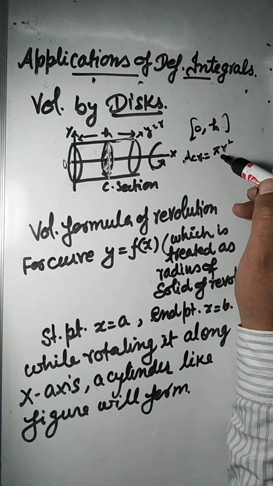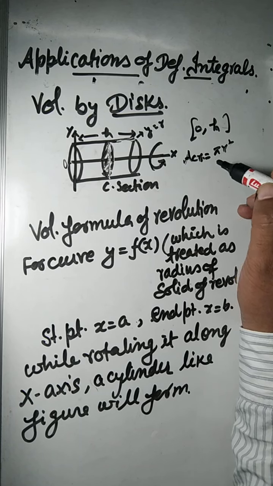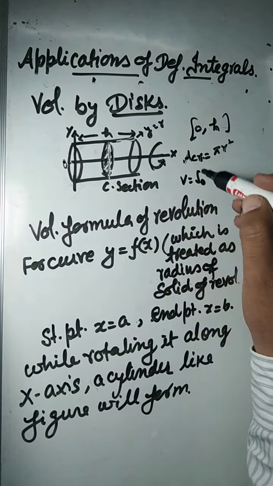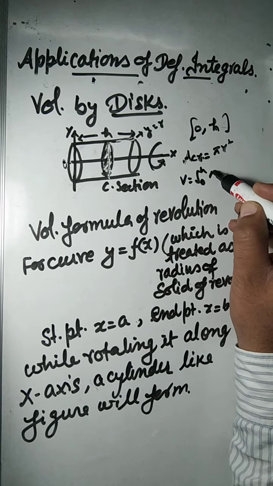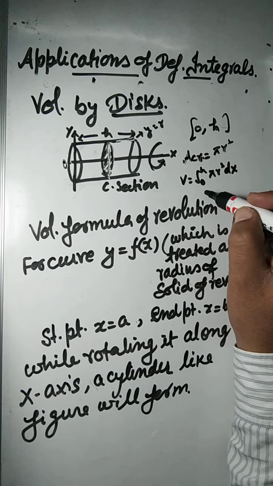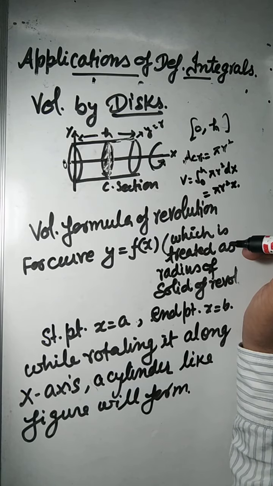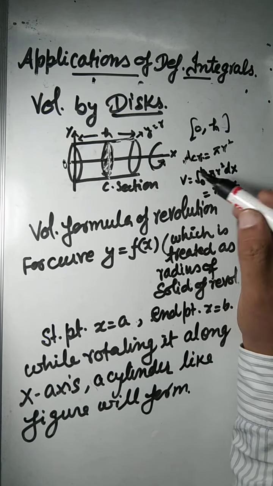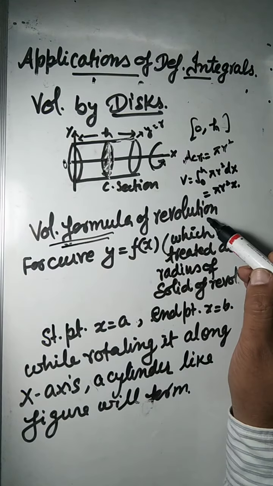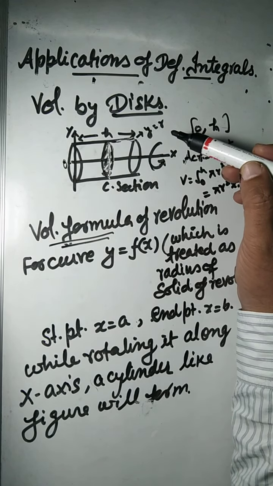is pi r squared. Integrating this area of the circle from the initial point 0 to h with respect to x, we obtain pi r squared h. This is the volume of the cylinder. Now we will obtain the volume formula for revolution by the disk method.